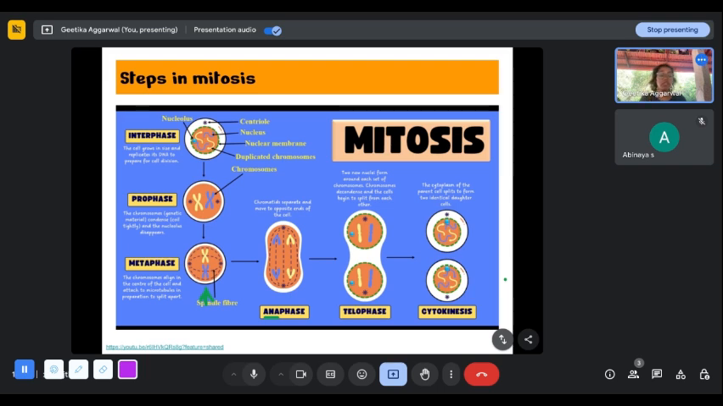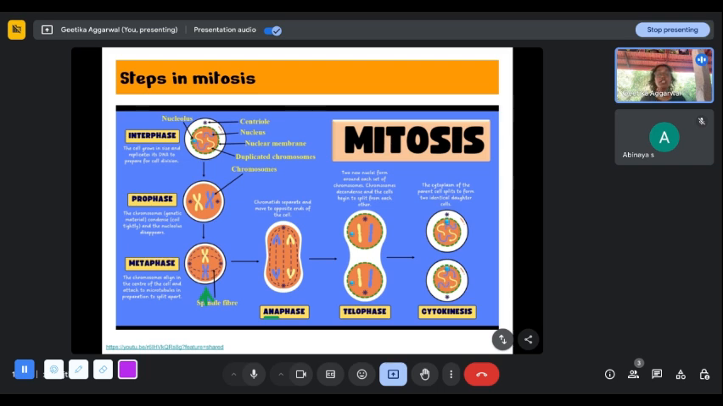Interphase is the preparatory phase. Then is the prophase, where the chromosomes condense, the genetic material coils tightly, the nucleolus disappears, the nuclear membrane disappears, and centrioles move to the opposite ends. So this centriole actually divides into two, and they move to the opposite ends, they make spindle fibers, and during the metaphase, the chromosomes attach to the spindle fibers and arrange themselves on the equatorial plate.